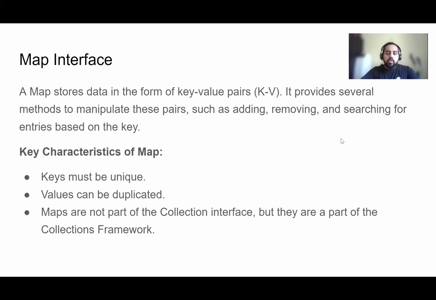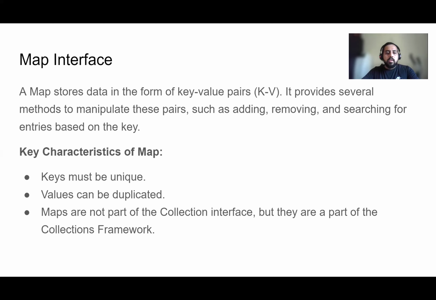So first of all, map stores data in the form of key value pairs. It provides several methods to manipulate these pairs, like adding, removal, searching for entries based on these keys. What is a key characteristic of map? Keys must be unique. In map and its implementation classes, if we are using them for managing our data, whatever we are making as keys should be unique. Values may be duplicated because we are addressing with the help of keys in a map.